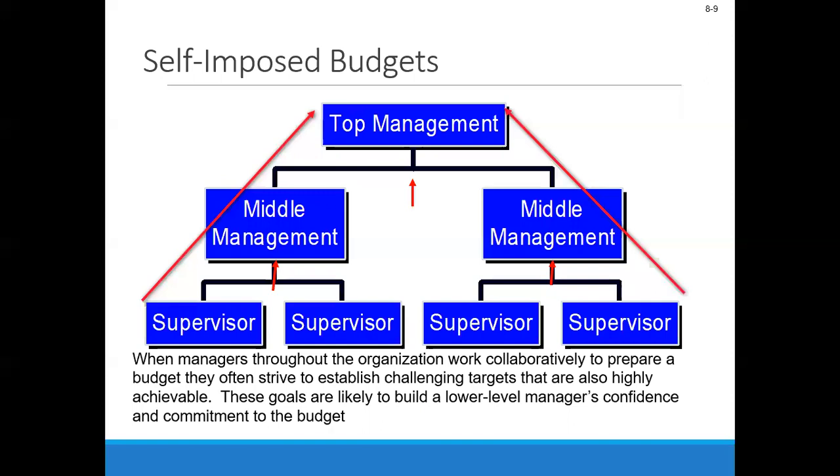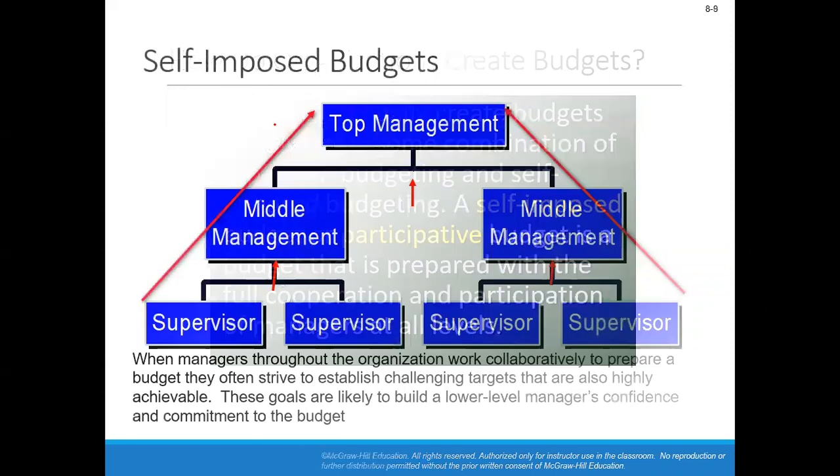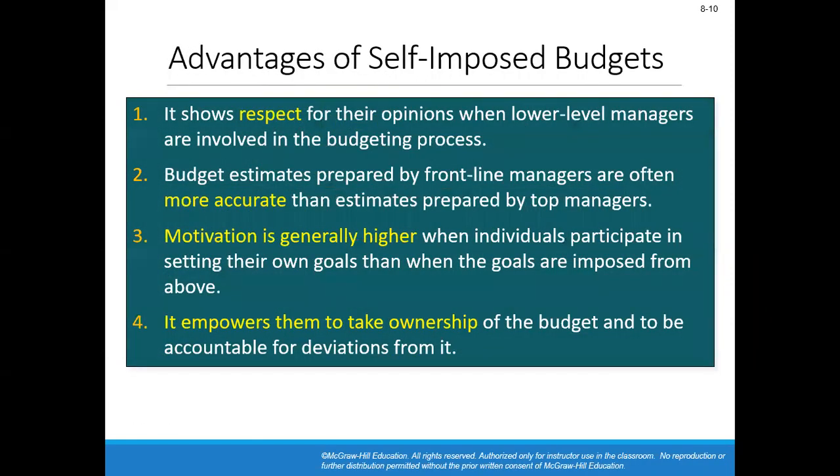Okay, this is just a graphical depiction of how the self-imposed budget works, and you see the supervisors from all the divisions or functions are giving input in this way. The red line is indicating the self-imposed budget. But if the arrow goes the other way, with top management giving input down, in that case it will be top-down budgeting. Okay, so what are the advantages of a self-imposed budget?